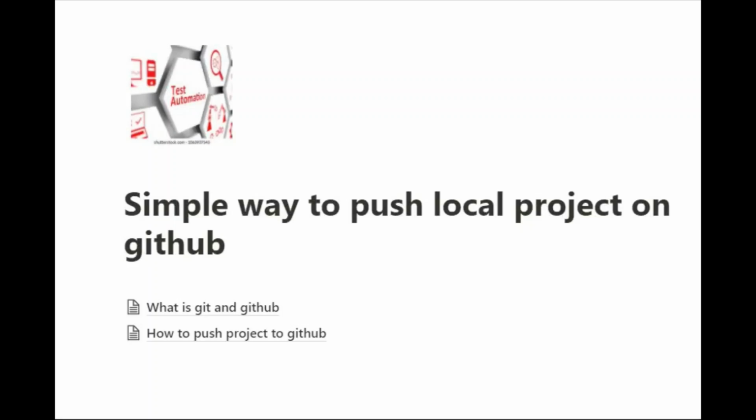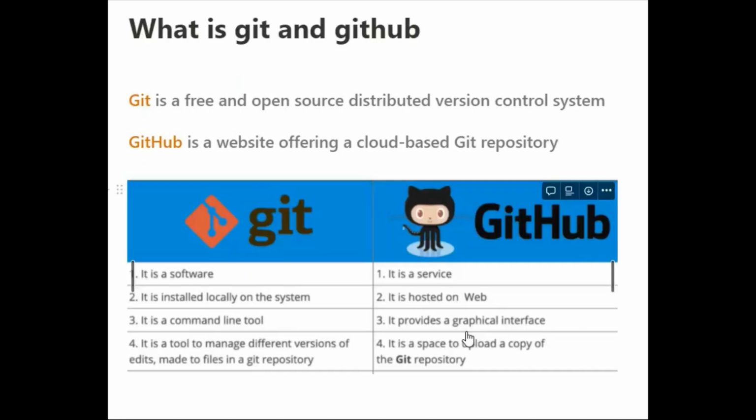Today we are going to talk about how we can push a local project on GitHub. In this video we are going to talk about what is Git and what is GitHub, what is the difference between Git and GitHub, and how we can push a project that is on local to GitHub. So let's get started. The first thing is, what is the difference between Git and GitHub?